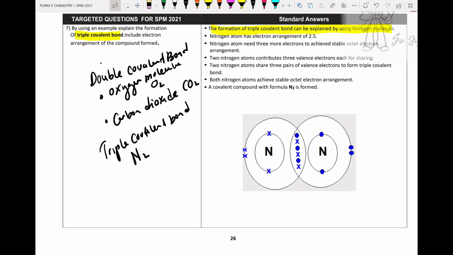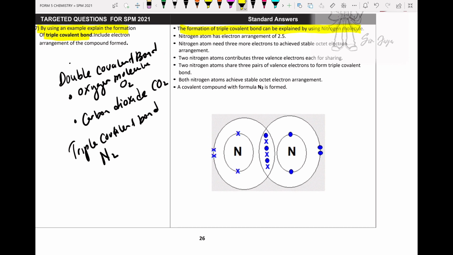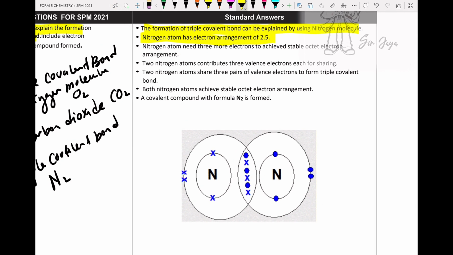We must give an example. Look at the question: by using an example, explain the formation of triple covalent bond. Include electron arrangement for the compound. Nitrogen atom, so we check point number 2. Nitrogen atom has electron arrangement of 2.5. Nitrogen atom needs 3 more electrons to achieve stable octet electron arrangement.